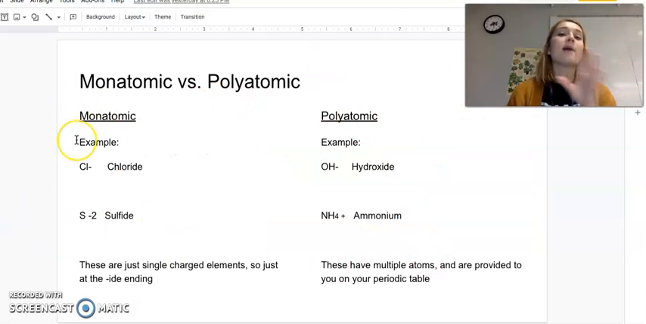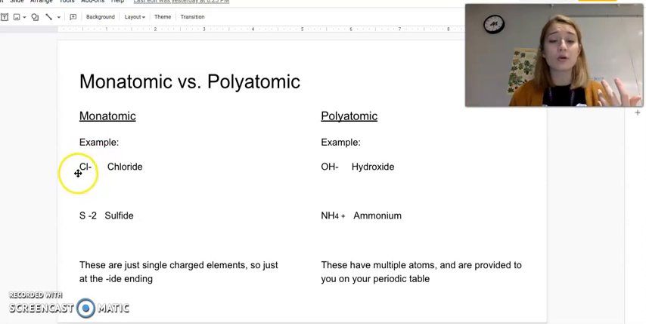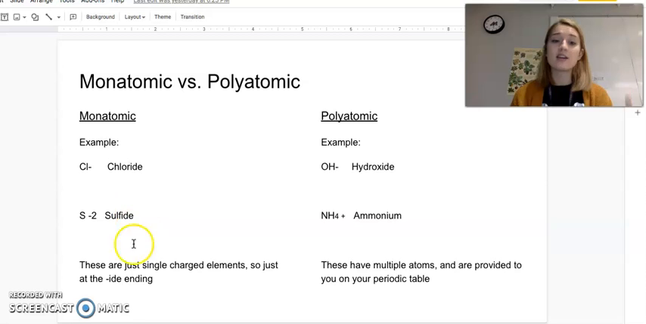Now let's zoom in on the monatomic versus polyatomic, right? So one atom versus having multiple atoms. For example, how we name those: if I just have a single ion, all I do is put on the IDE ending. So chlorine minus 1, I would call chloride because it's an ion. Sulfur minus 2, I would name sulfide because it's an ion. So if they're just a single charged element, we just add that IDE ending. So that part's not that bad.